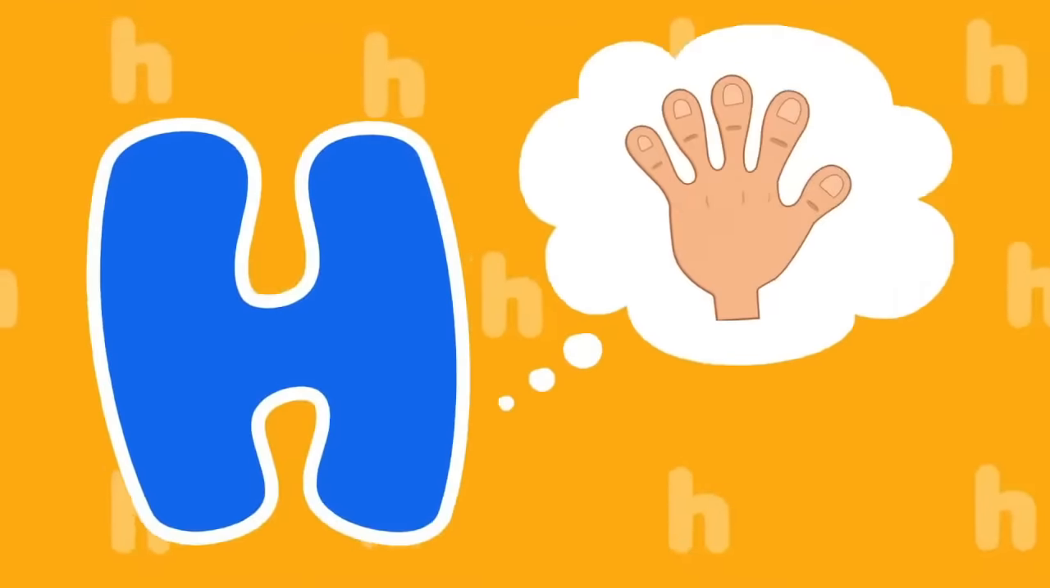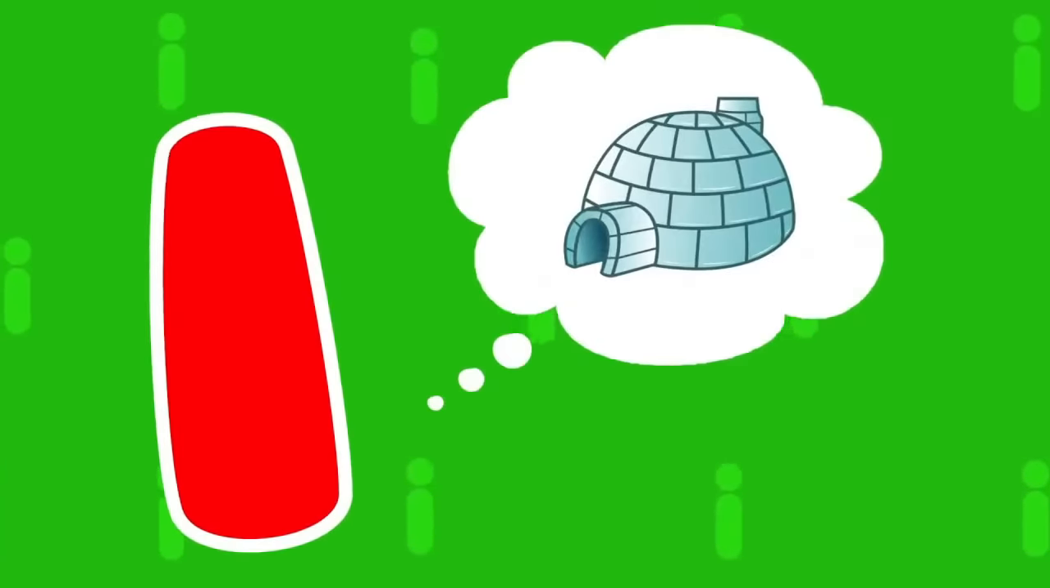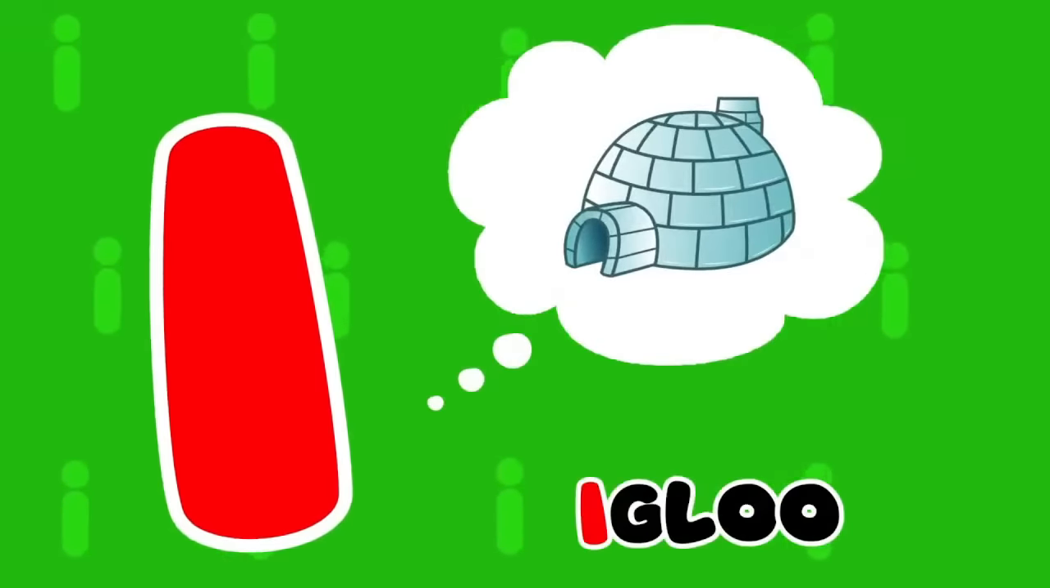H is for hand. H, H, hand. H, hand. I is for igloo. I, I, igloo. I, igloo.